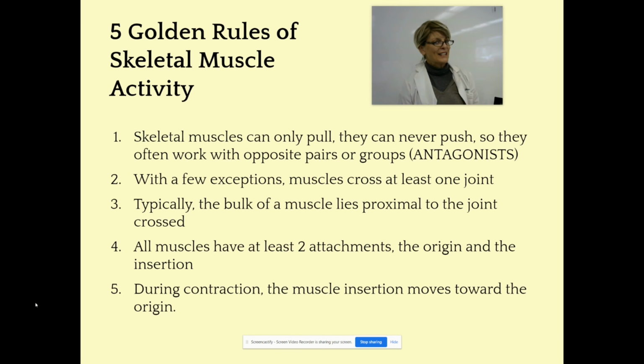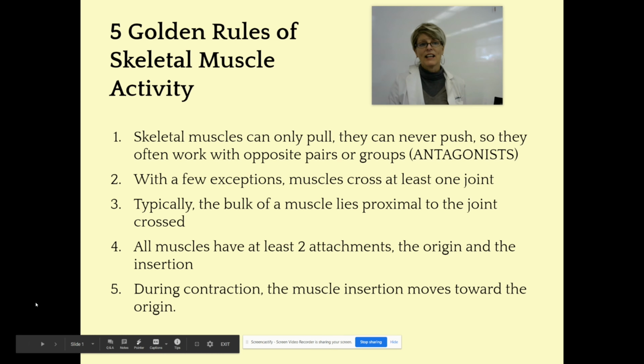Today I'm going to talk to you about the 5 golden rules of skeletal muscle activity. Today's presentation is going to go over the 5 golden rules of skeletal muscle activity. You know that skeletal muscles are primarily attached to the bones of your skeleton, and they tend to pull, not push things. So they usually work in pairs. One will pull a bone in one direction, and the other will pull it in the opposite direction. Those two muscles that work together and do opposite actions are often referred to as the antagonists of each other.